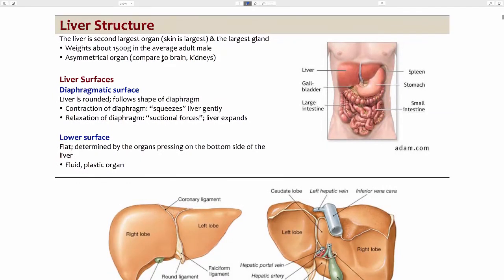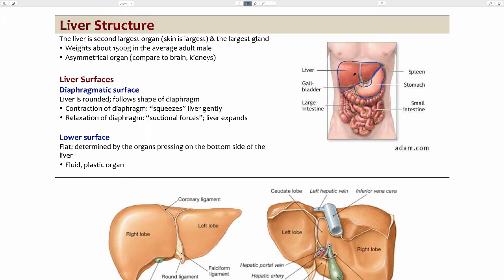The liver is the second largest structure, largest organ in the body. The skin's the largest, and it's also the largest gland. So notice that it occupies a tremendous amount of space here in the upper abdominal cavity. So the liver and the stomach sort of form a pair this way. It's asymmetrical, so again, this is different than the brain, the central nervous system, and the kidneys. The average weight's about 1,500 grams in the average adult male, a little bit smaller in women.